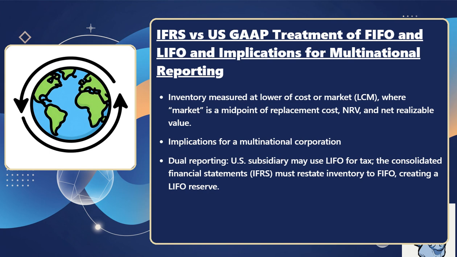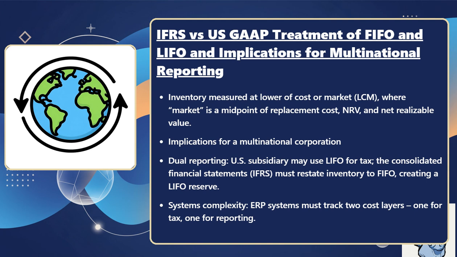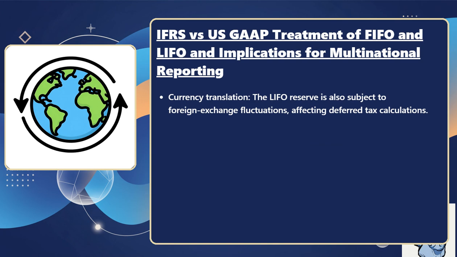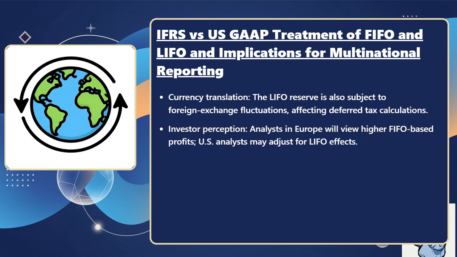Dual reporting, U.S. subsidiary may use LIFO for tax. The consolidated financial statements, IFRS, must restate inventory to FIFO, creating a LIFO reserve. Systems complexity. ERP systems must track two cost layers, one for tax, one for reporting. Currency translation. The LIFO reserve is also subject to foreign exchange fluctuations, affecting deferred tax calculations. Investor perception. Analysts in Europe will view higher FIFO-based profits. U.S. analysts may adjust for LIFO effects.